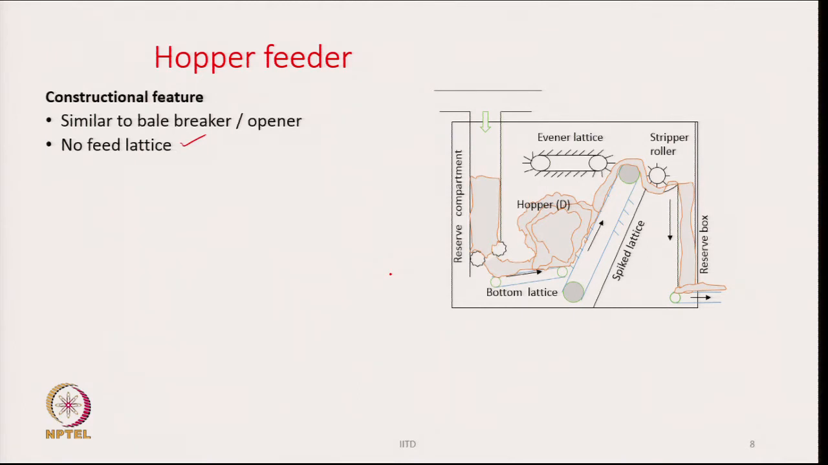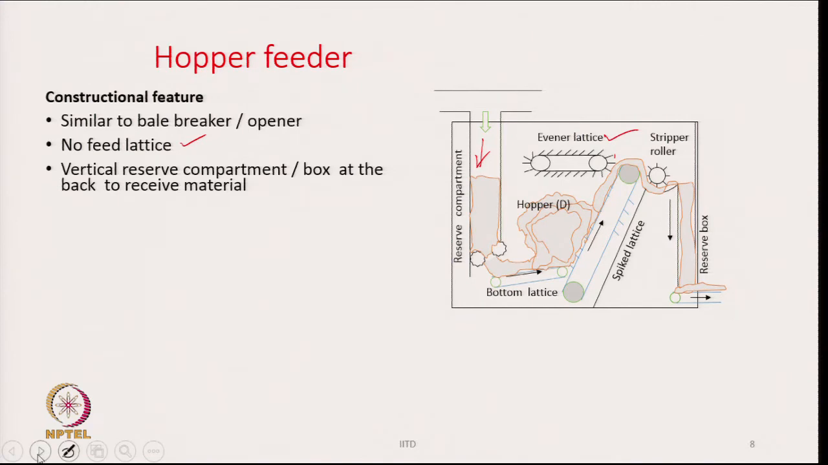And what is there is a reserved compartment or a feed trunk which is here, through which we will be feeding the tufts. And the other difference is the Evener lattice. So, there is no Evener roller. So, the roller has been replaced by also a lattice, and the lattice is having spikes on it. And there is a big reserve box in front of it.